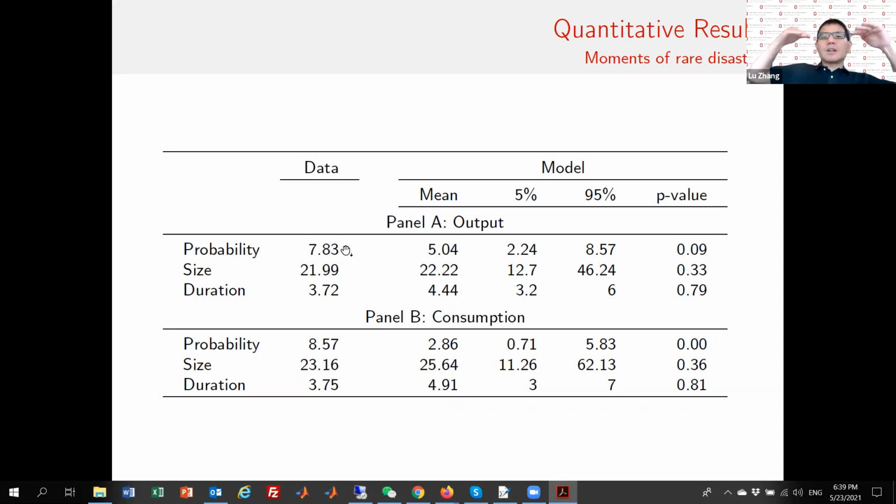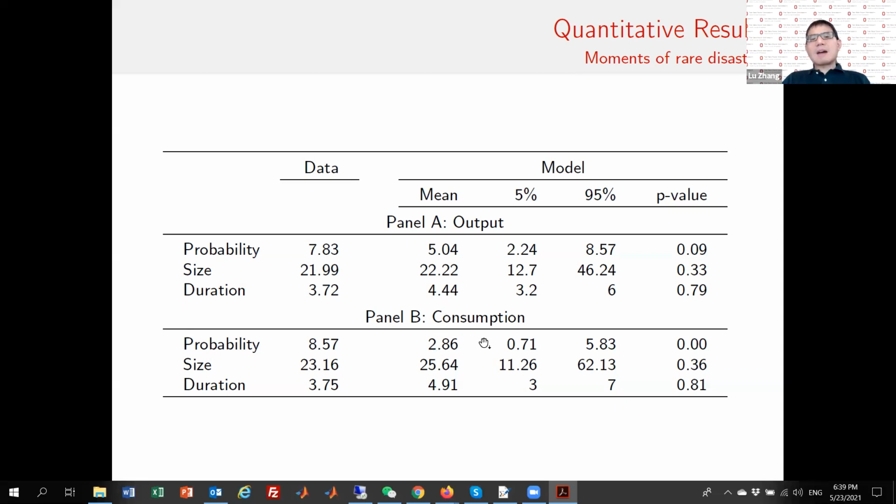By the way, the disaster hurdle, the peak-to-trough measurement, the details are in the paper. Barro and Ursua defined a cumulative decline of output or consumption of 10% as the hurdle, and that's the economic definition of an economic disaster. Look at the p-values: none of them are significant for output disasters. Probability 5%, disaster size is on average 22%. Disaster duration in the model lasts about 4.4, in the data it is 3.7.